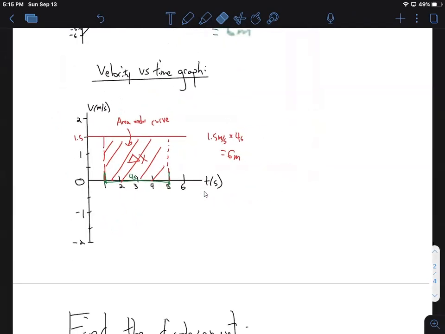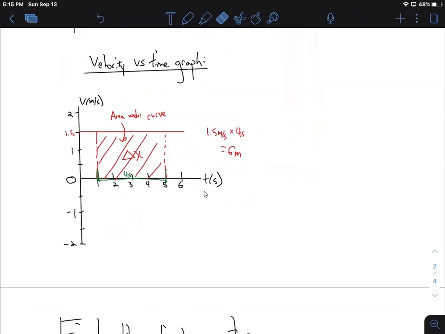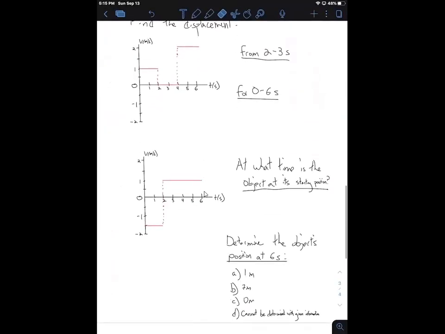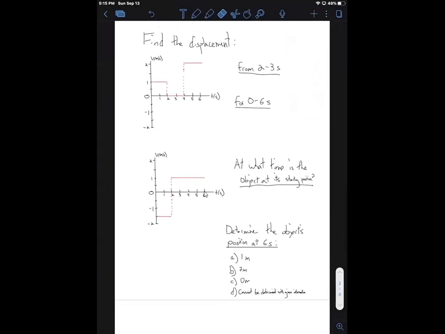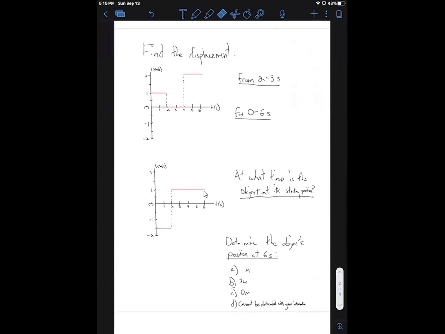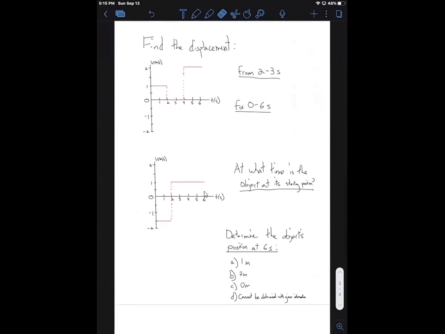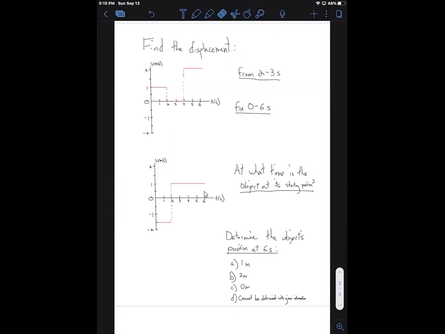Okay. All right, a little practice if you want it. Finding displacement using this idea of area under the curve. Pause the video here and check these out. I'm now going to go into them, so then you can unpause and follow along with me. We're going to find the displacement for these different scenarios.